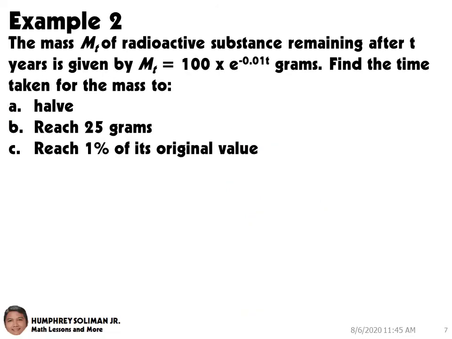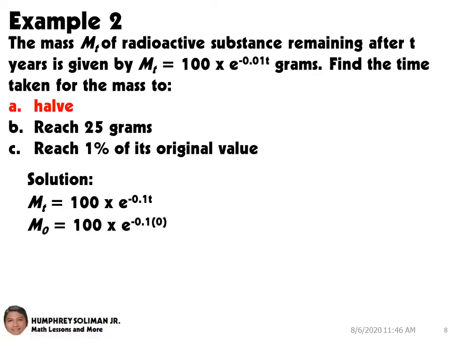Let's have another example. The mass of radioactive substance remaining after t years is given by the equation Mt equals 100 times the constant e raised to negative 0.01t grams. Find the time taken for the mass to letter A, halve, letter B, reach 25 grams, letter C, reach 1% of its original value.